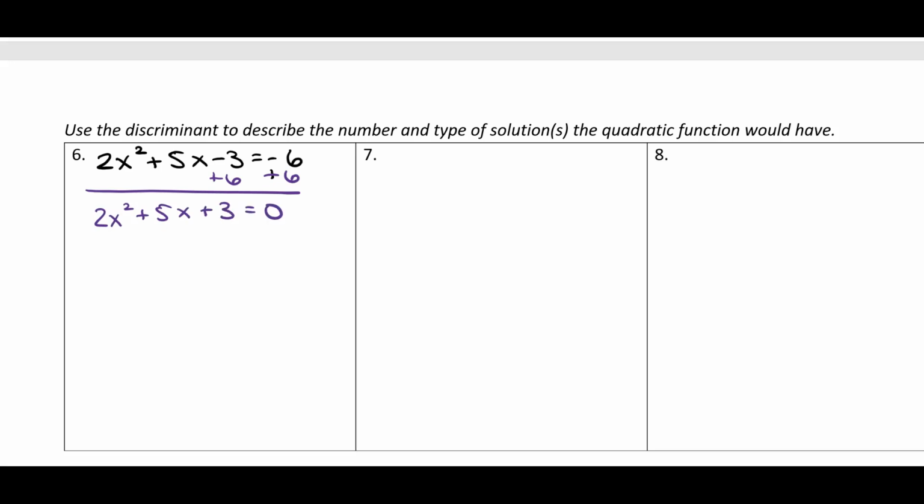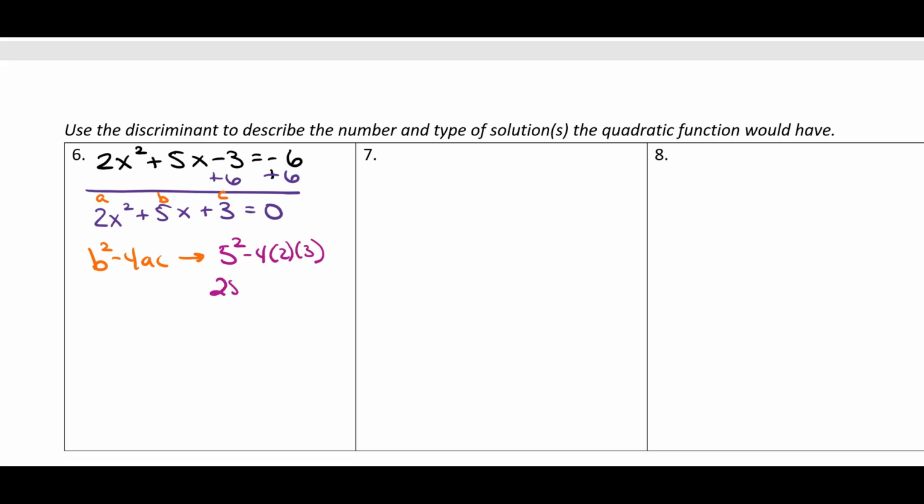So now, just using the discriminant, b squared minus 4ac. I don't care about the rest of the quadratic formula at this time. That's a lot of work that I don't need to do. I'm simply going to plug in what I know. So my b is in front of the x, my a is in front of the x squared, and my c is the 3. So that's going to leave me with 5 squared minus 4 times 2 times 3.